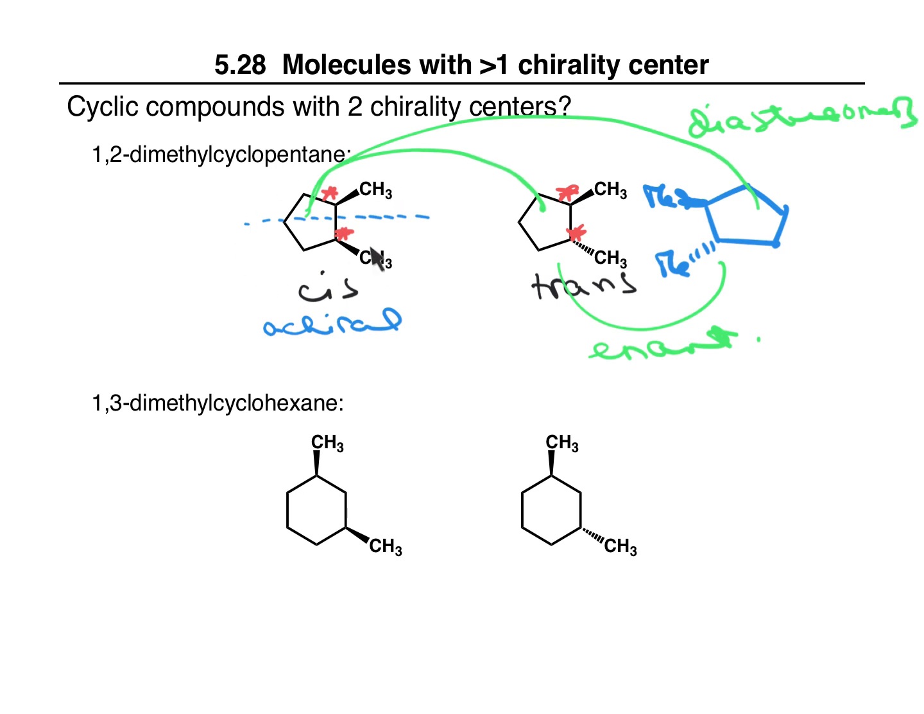This is another meso compound. And so again, with 2 chirality centers, we end up with a total of 3 stereoisomers. 2 of them are enantiomers of each other, and then the one is diastereomers with both of them.